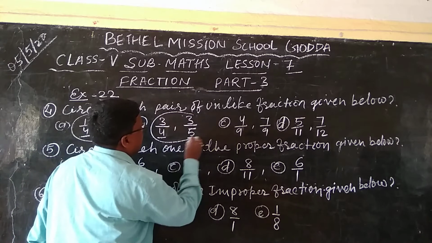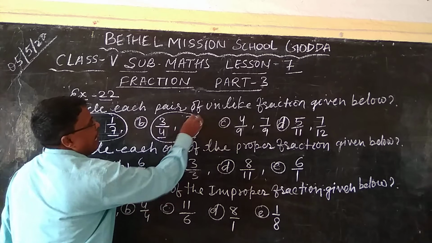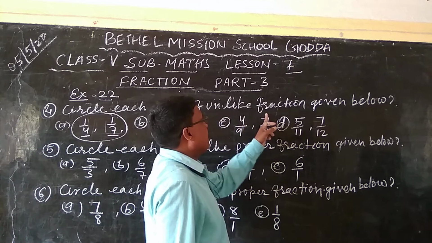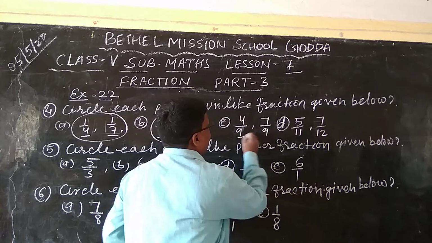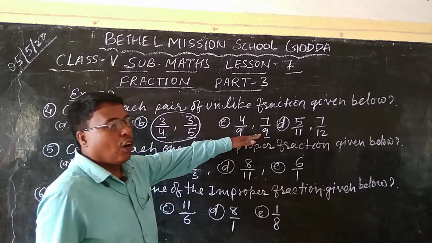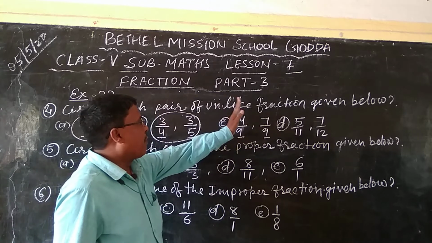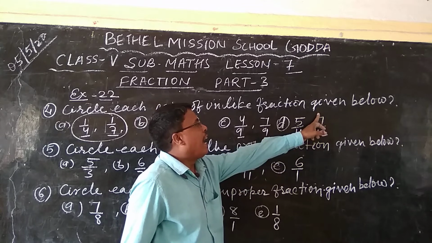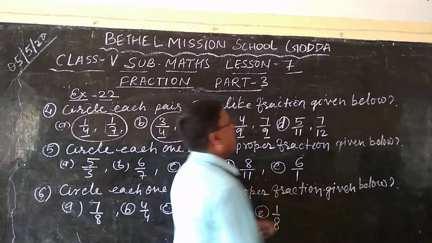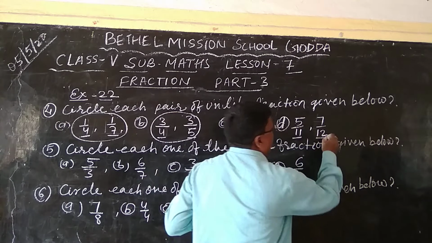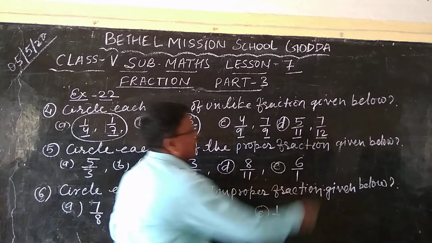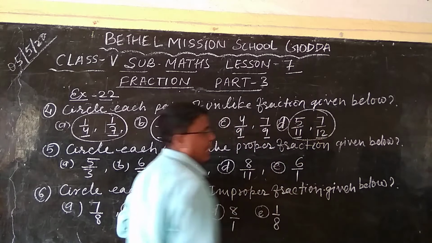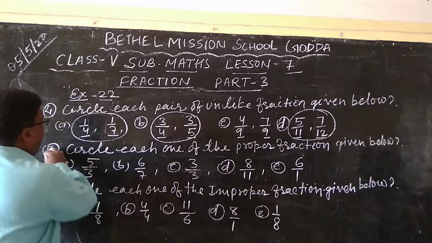So these are unlike fractions. And question C, 4 by 9 and 7 by 9. So 9 is equal, so this is not unlike fractions. And the last question, 5 by 11 and 7 by 12. See, 11 and 12 are not equal, both are not the same. So this is what? Unlike fractions. Clear? Next, question number 5.